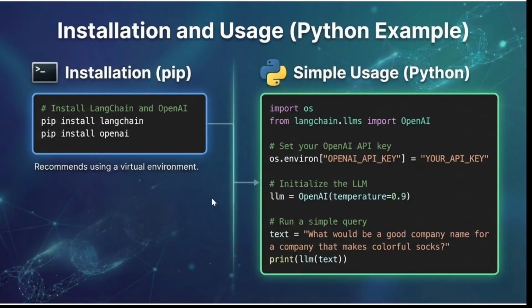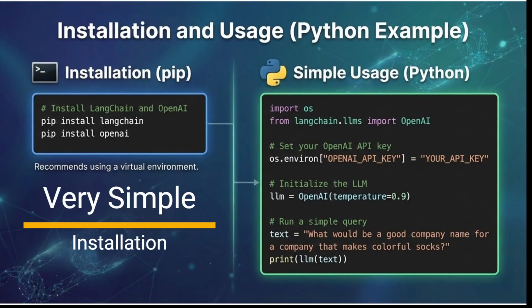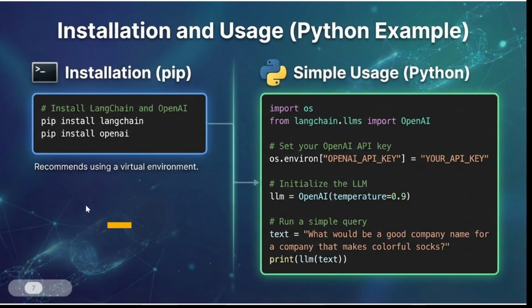Finally, let's talk about getting started. LangChain is incredibly accessible. It's a Python library, and the installation is straightforward. Just use a simple pip install langchain, and then you can also install OpenAI or Google Gemini packages, etc. I recommend using a virtual environment when installing. And the best part is how quickly you can dive in.